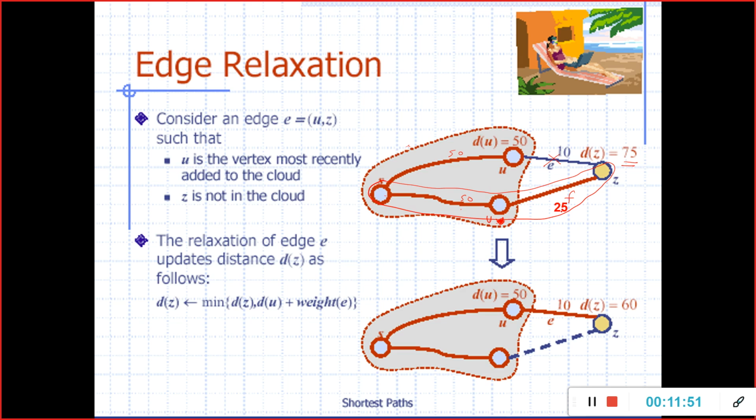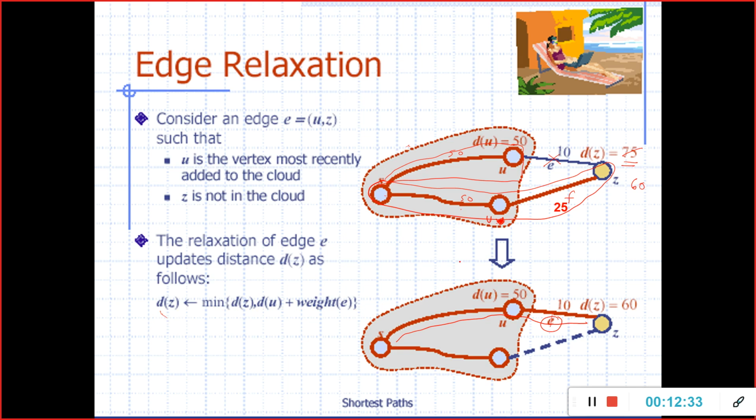You grow a cloud here. And then you discover this one, d(u) is 50, and you discover edge E. When you calculate 50 plus 10 is 60, and 60 is less than 75, you remove 75 and you put 60. So the actual shortest path route is S to u, then through E. So the distance d(z) is the minimum of d(z) and d(u) plus the weight of edge e.